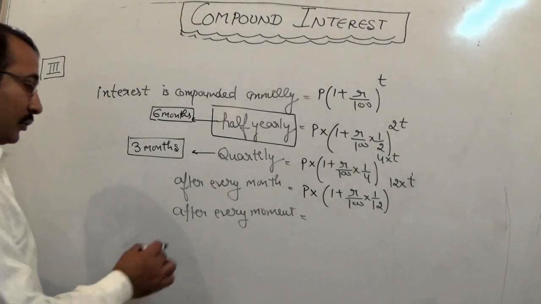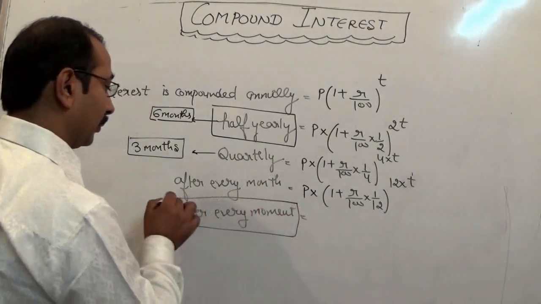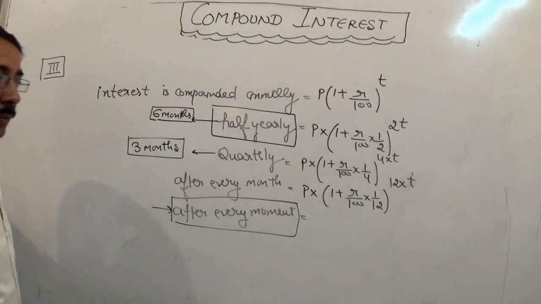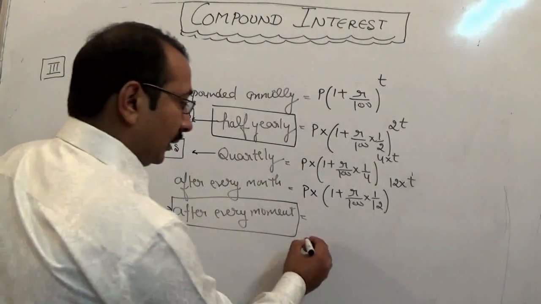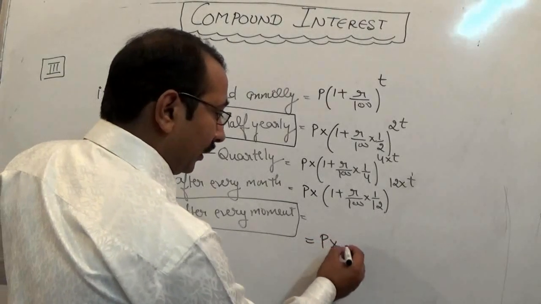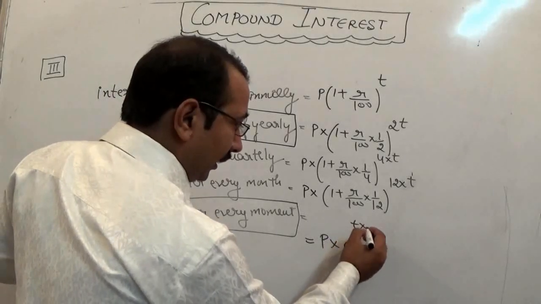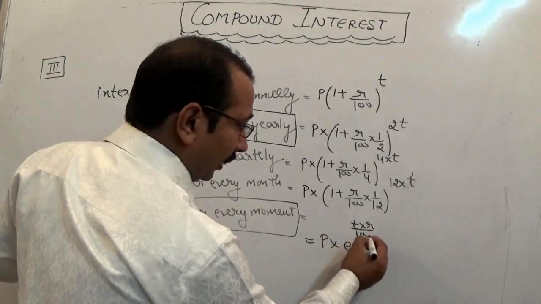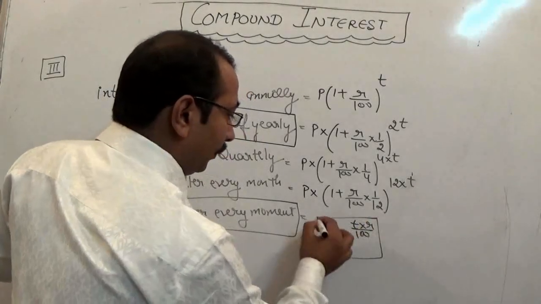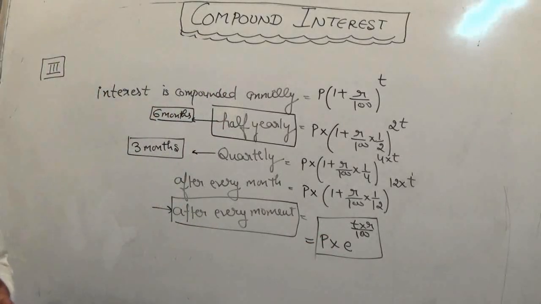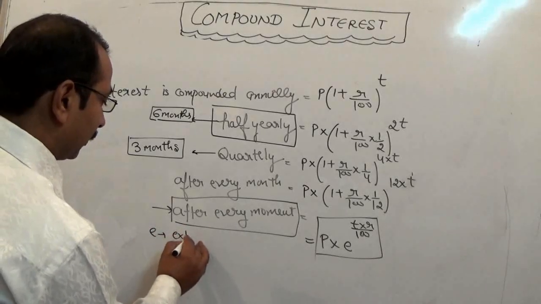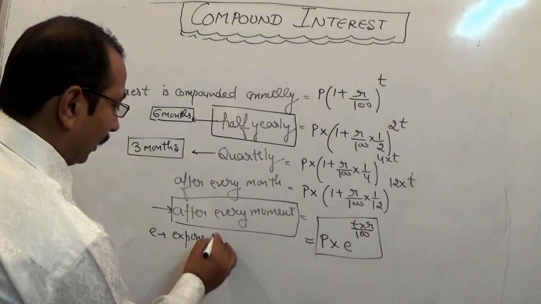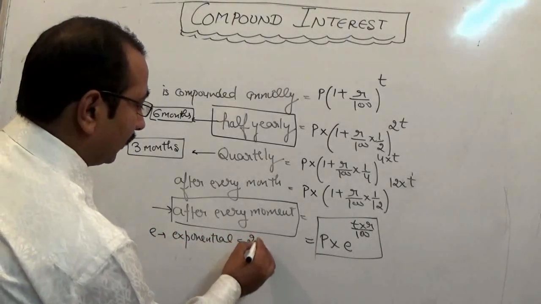And one very important question here that you generally don't find in the books, that is compounding after every moment. For that we have a standard formula: Amount is equal to P into e raised to power t into R upon 100. E is known as exponential, whose approximate value is 2.7.